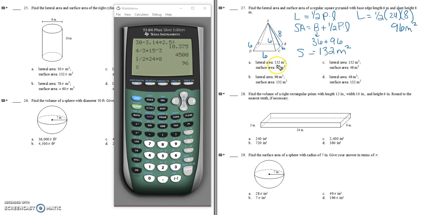And I'm looking for 96 for the lateral. See it here. That's the only one that has 96 for the lateral, so my answer is B.